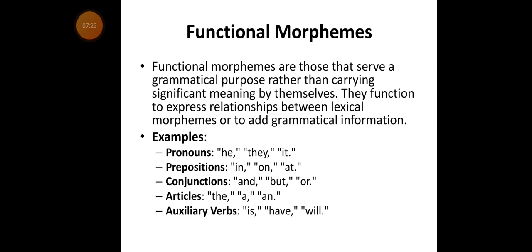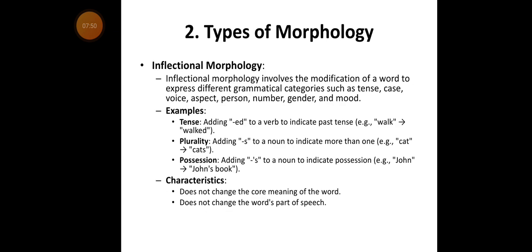If you see the examples, in pronouns we have he, they, it, she, us, we. In prepositions, in, on, at, out, outside, here, there. In conjunctions we have and, but, or, if. So there are many, right? Articles are a, the, and an. And when it comes to auxiliary verbs, we have is, have, will, was, were. So the functional morphemes are more for grammatical information.